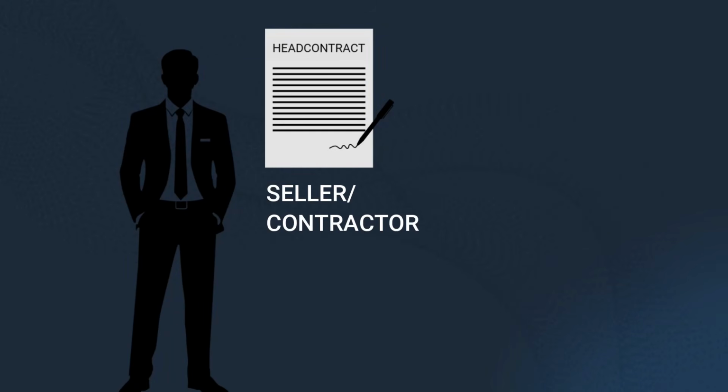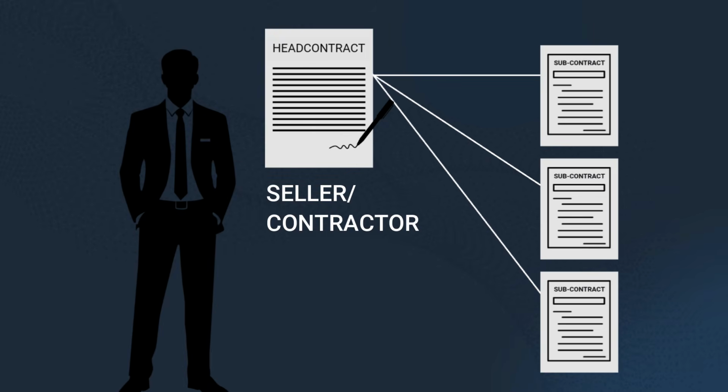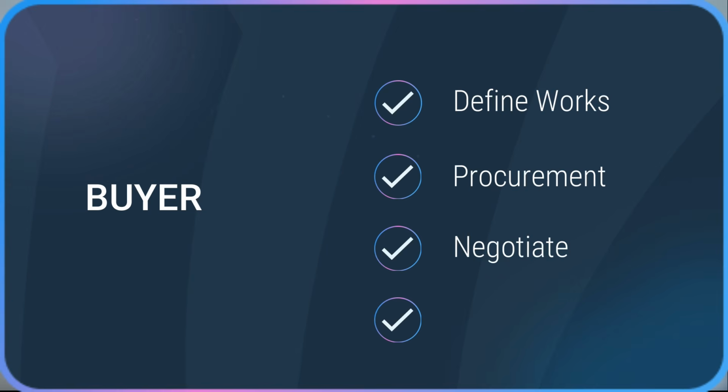You'll sign a head contract with your client where you take on the role of the contractor or the seller of the service, and you will sign a contract with your supply chain and subcontractors where you will take on the role of the buyer or the principal, the one paying for something to get done. As the buyer, you will be the one defining what you want done, running a procurement process, selecting and negotiating a contract, and then facilitating and administrating the contract works.